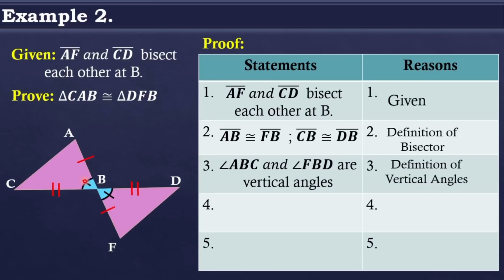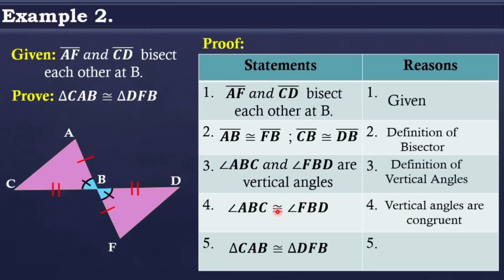Ayan. Now, since vertical angles sila, we can say that angle ABC is congruent to angle FBD. Kasi since vertical angle sila, ibig sabihin they are congruent. Why? Ano po ang pwede natin gamitin dito? We can use the vertical angles are congruent. So ito alam naman natin yan that the vertical angles are congruent. So since nasa statement number 3 mo that these two angles are vertical angles, therefore, pwede mo yung gamitin sa statement number 4 that they are congruent.